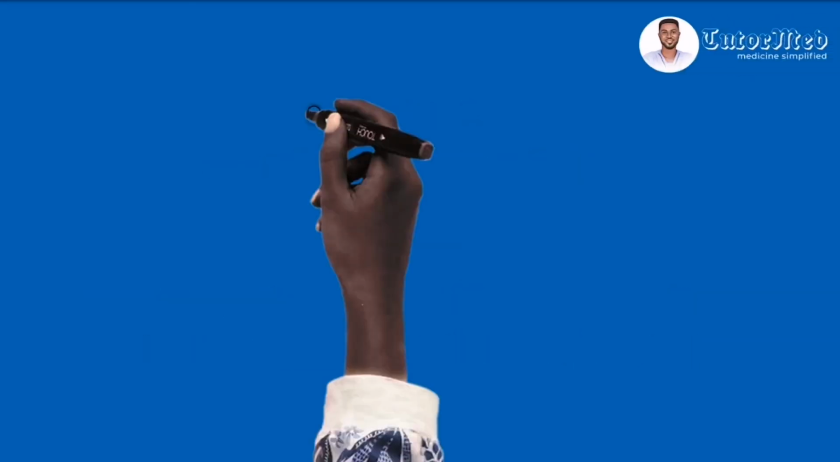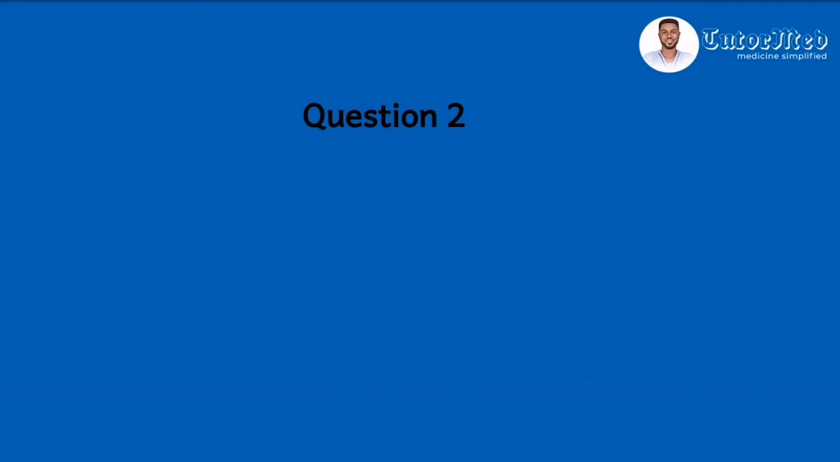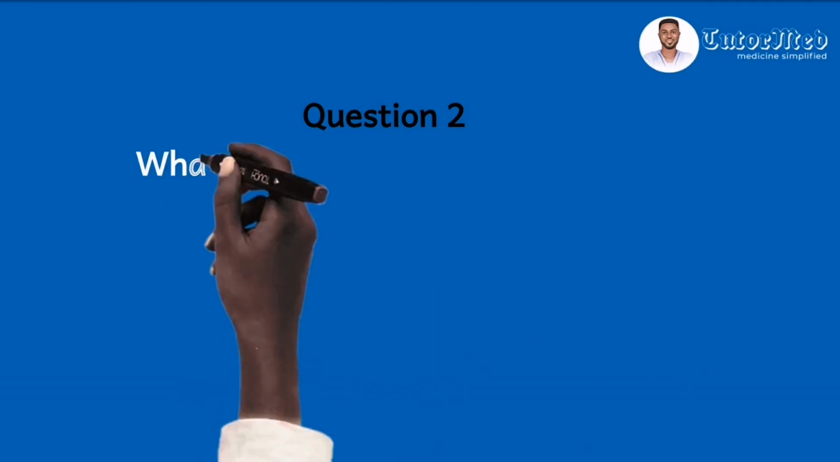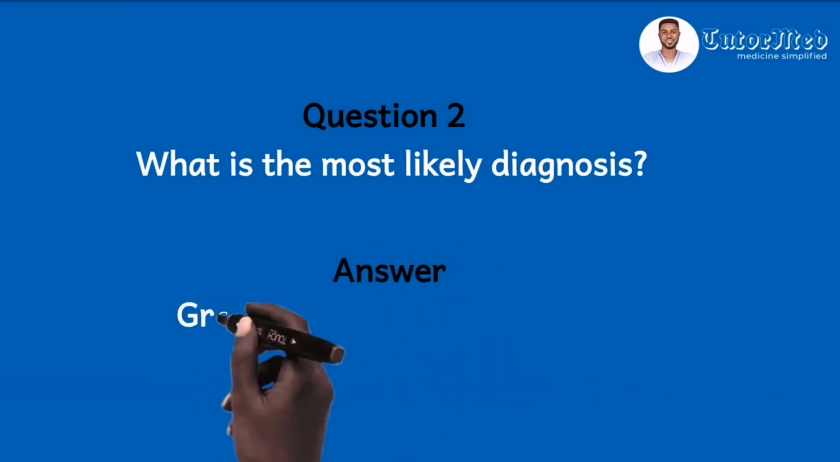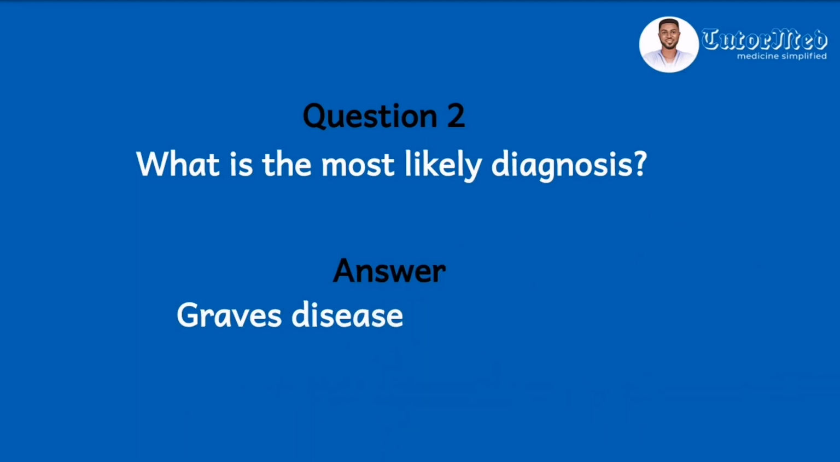And so we move to question 2. Question 2 asked, what is the most likely diagnosis? The answer is Graves' disease, sometimes known as toxic diffuse goiter. So you can simply end at Graves' disease, full stop, and that is the answer.